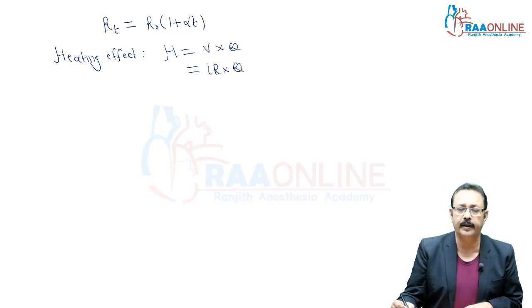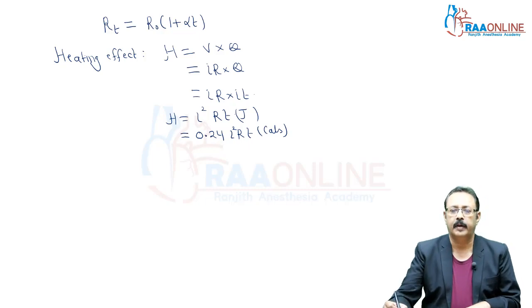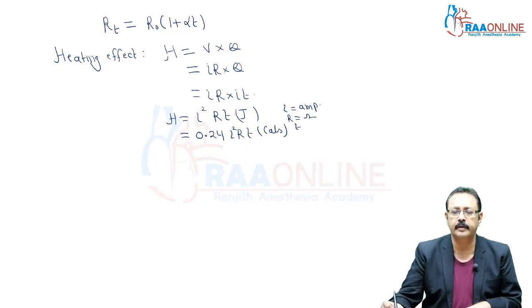So V is equal to IR into Q. Q is again I into T. So it means heat developed in joules is equal to I squared R T, if I is in ampere, R in ohm, T in seconds. Or you can convert this by dividing by the value of J, 0.24 I squared R T. It was in joule, now it is in calories. But I should be in ampere, R should be in ohm, T in second.